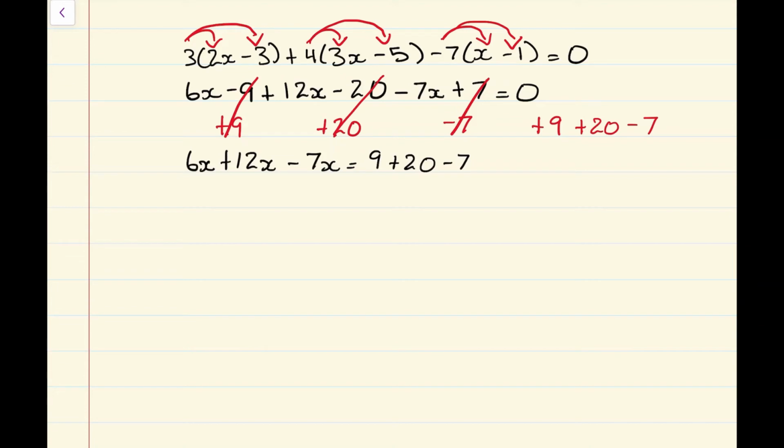Okay guys, so 6x plus 12x is 18x, and when you subtract 7x you'll get 11x. And then 20 plus 9 is equal to 29, and when you subtract 7 you'll get 22. And now we just solve for x. Let's just divide by 11 on both sides, cancel out the 11s, and x is equal to 22 divided by 11, which is just 2. And that's basically how to solve that question.